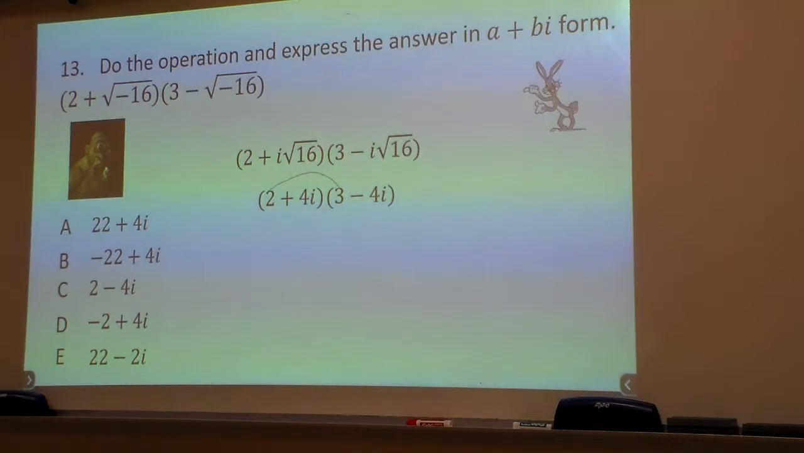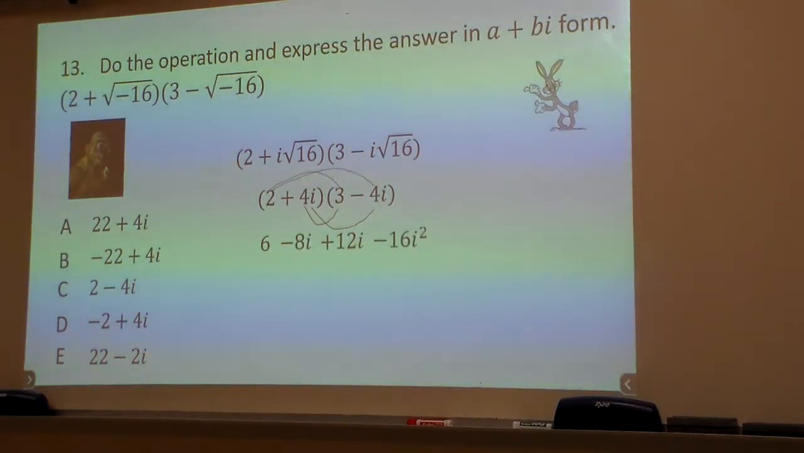And this is a FOIL. This is where you get Bugs's help. Take the first term times the first term, so 2 times 3 is 6. 2 times -4i is -8i. And 4i times 3 is positive 12i. And then your last term is a -16i squared.